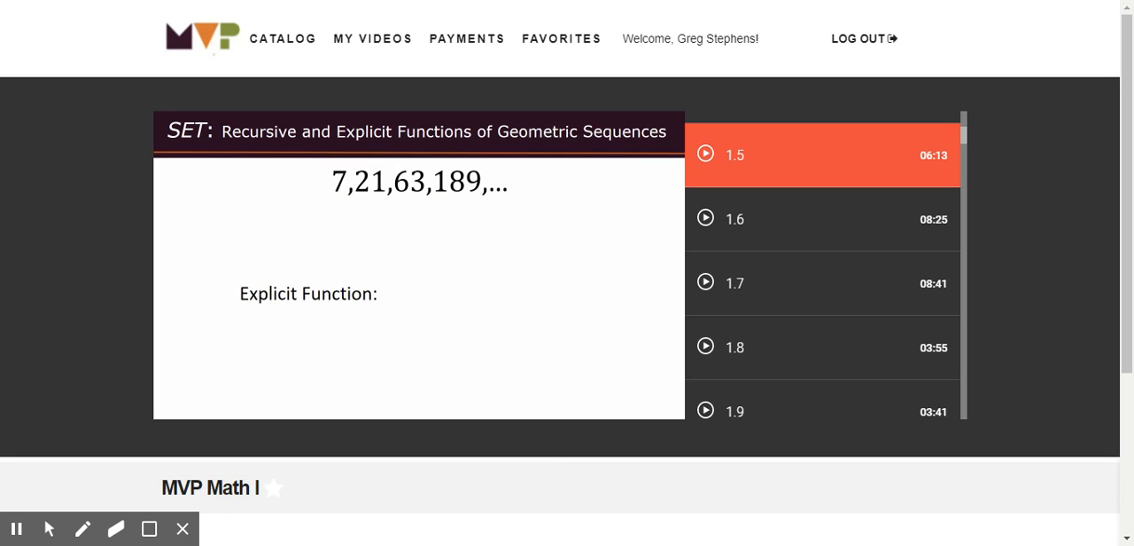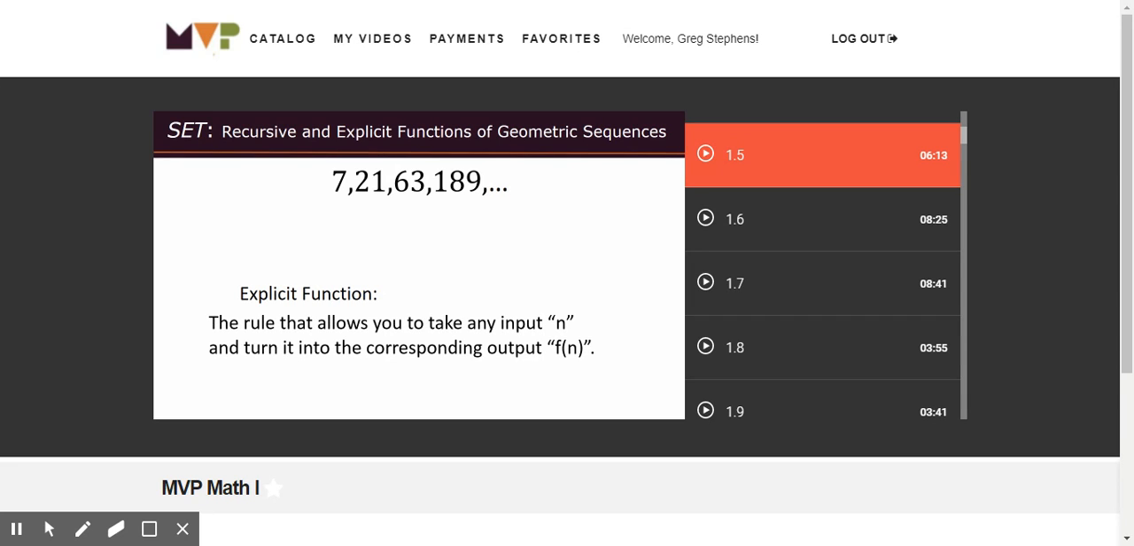You can see the common ratio in the explicit function. The common ratio describes how the pattern is changing, but because we are multiplying each time, the number grows very quickly. Again, the explicit function is the rule that allows you to take any input n and turn it into the corresponding output f of n.